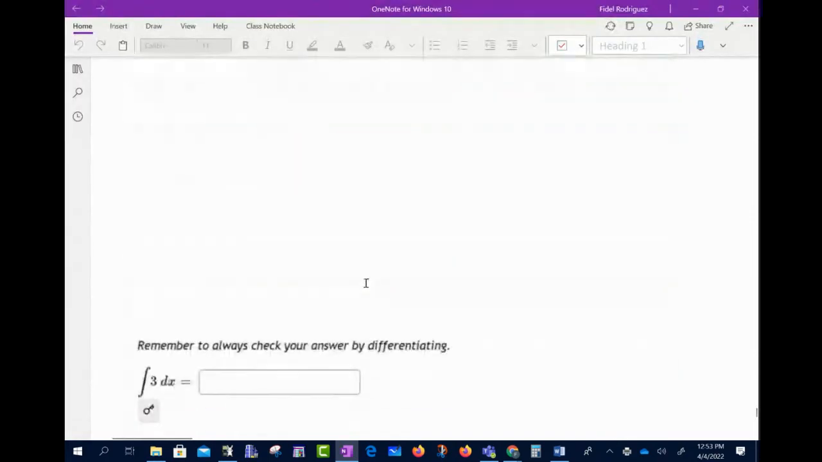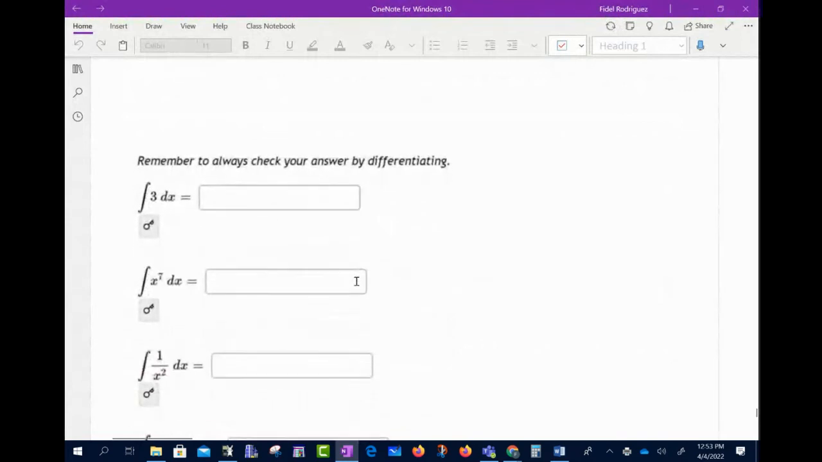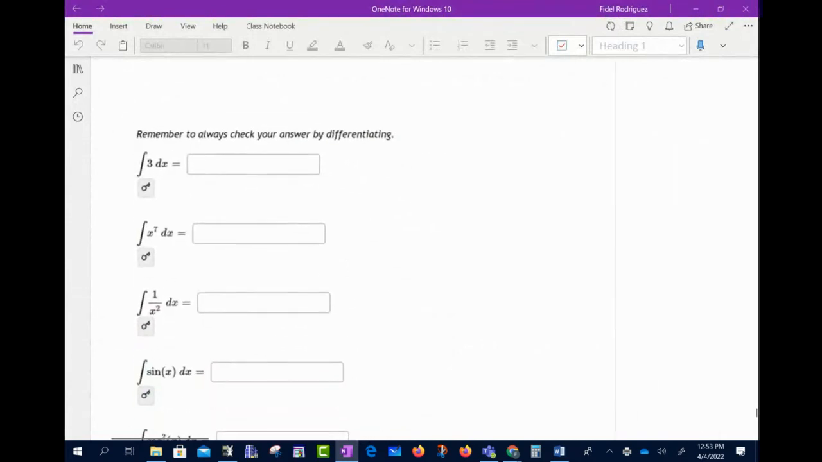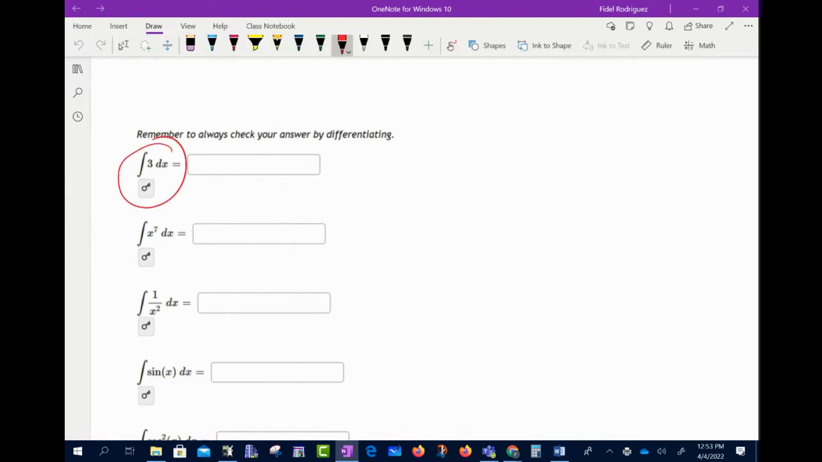Let's see. Okay, here we go. Better. So let's take a look here, y'all. We're going to find these integrals, okay? Look at what we're integrating here. We are integrating the constant 3.